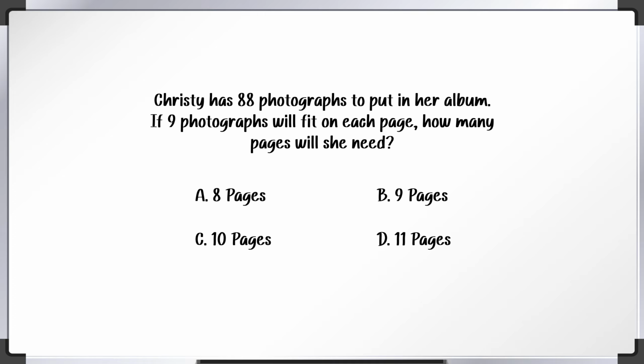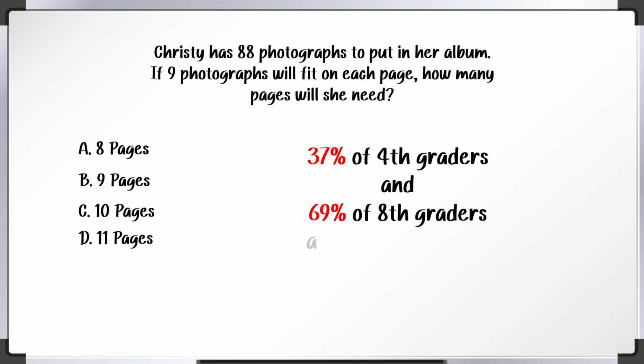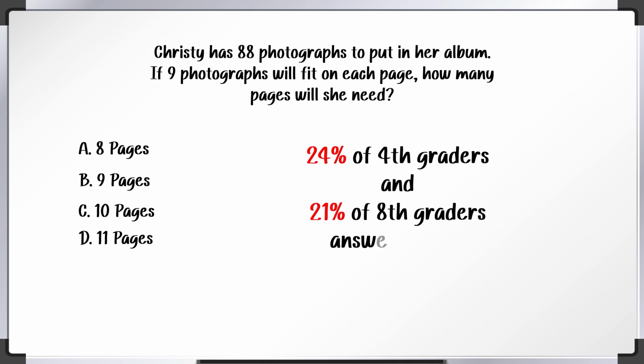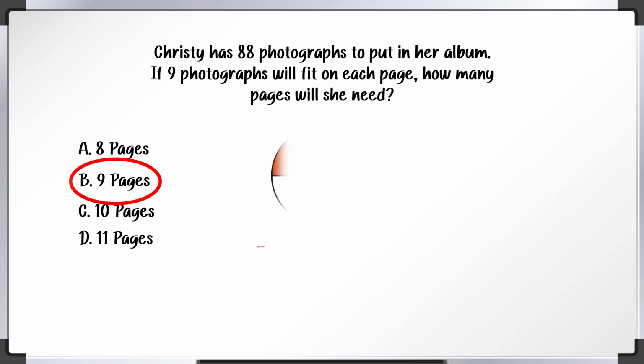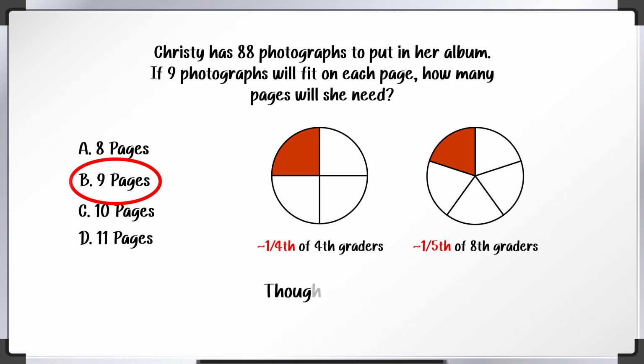We chose this problem because it was given to both 4th and 8th graders across the nation. 37% of 4th graders and 69% of 8th graders got the question right. But here's something interesting. 24% of 4th graders and 21% of 8th graders thought the answer was B, 9 pages. Think about that. That means nearly 1 in 4 4th graders and 1 in 5 8th graders chose the answer 9 pages. Why is that?